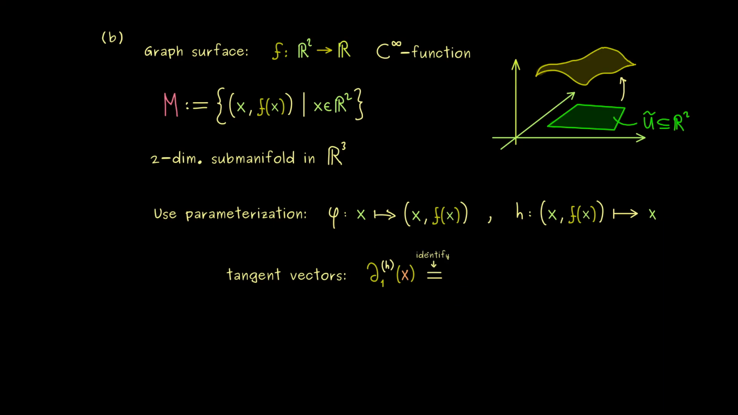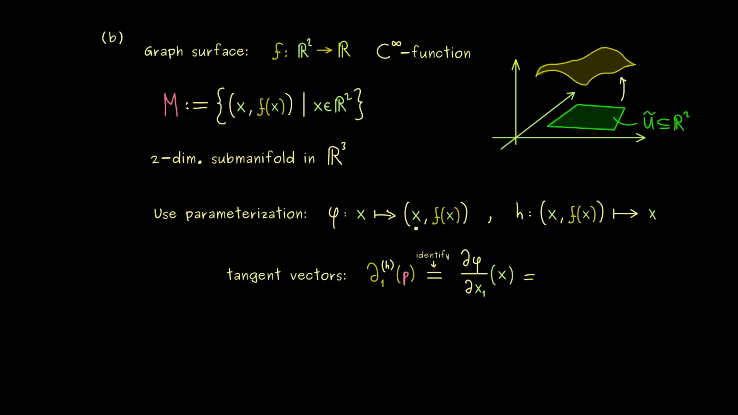In other words, the tangent vector can just be written as a partial derivative of phi. Namely, the first one has to be with respect to the first coordinate in R2. And of course, we also have the identification with the point x in U tilde and the point P on the manifold. So not a big problem, but now the question is, what is the derivative of phi?